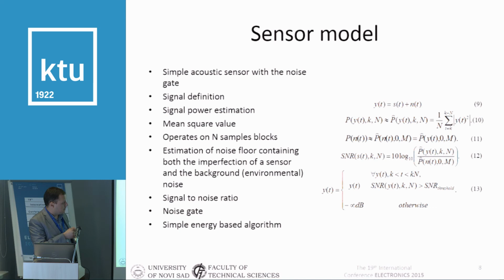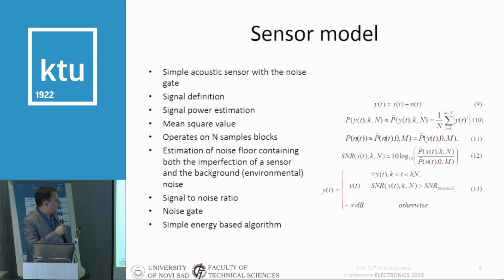Basically, we are modeling our signals as the signal of interest plus some noise, either environmental noise or noise coming from the actual imperfection of the sensor. So it could be that your microphone is not really flat, so we are considering that these sensors should be really cost efficient, so you don't have to use really sophisticated microphones in the technology. And this algorithm is basically energy based, operating on blocks of samples, so that we can have a really straightforward implementation and use less computational power.